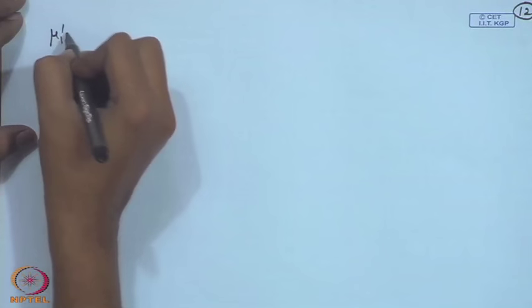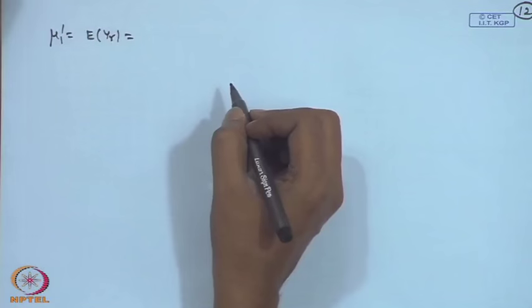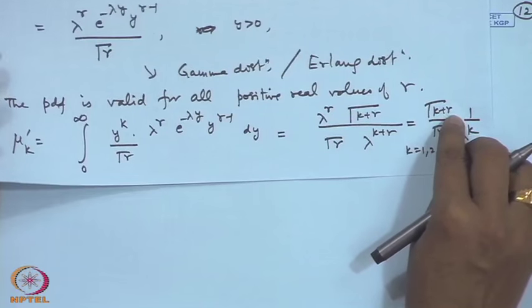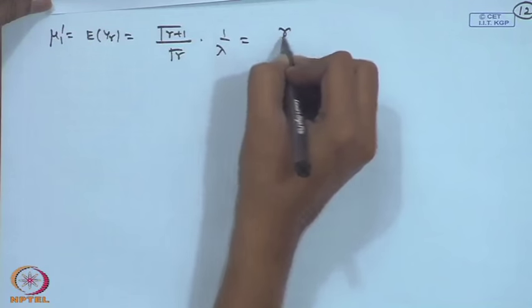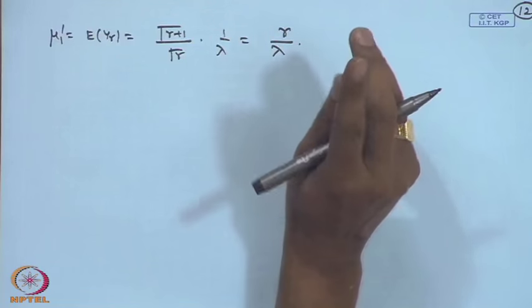Now, we can use it for calculation of the mean, variance, etcetera. So, for example, what is mu 1 prime, that is expectation of y r. Here it will become gamma of r plus 1 by gamma r, 1 by lambda, that is equal to r by lambda. If you remember, in the exponential distribution we had the mean as 1 by lambda, the average waiting time for the first occurrence. So, average waiting time for the rth occurrence is simply r times the average waiting time for the first occurrence, r by lambda, because basically you are adding the times, 1 by lambda plus 1 by lambda, r times.